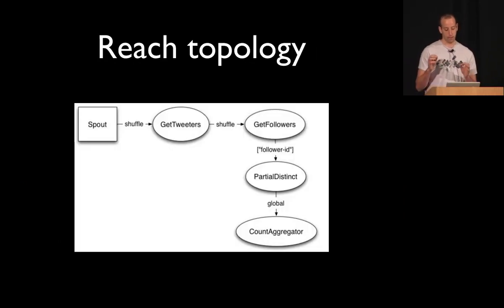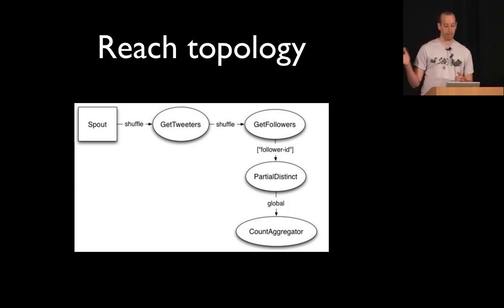So the topology for reach looks like this. It's very straightforward. You have your spout that's emitting function invocations. It emits a stream containing a request ID and a URL. Your first bolt is called getTweeters. It takes a stream containing a request ID and a URL and emits a stream containing a request ID and a tweeter ID, right? So one URL tuple maps to many tweeter tuples.